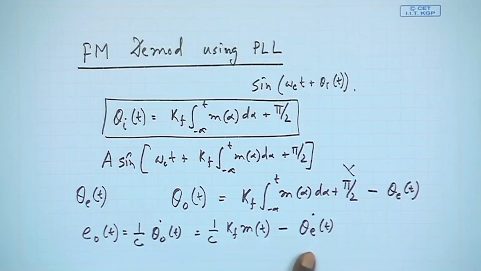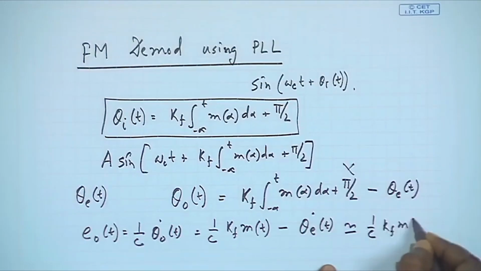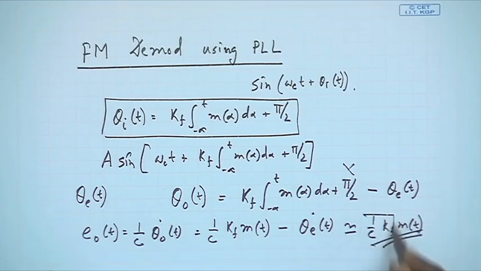Now, that is exactly the error frequency, because phase differentiation is the error frequency. If the PLL is properly locked, then the frequency error must be 0. So I can almost say it should be 1 by C Kf m(t), which is very good, because that is actually the message signal with some constant factor which I do not bother about. So basically, at the error of the PLL I get the FM demodulated signal if I give an FM modulated signal at the input of the PLL. Whatever analysis we have done for the PLL directly comes from there.